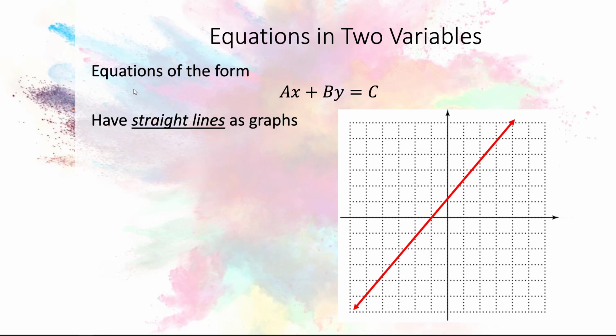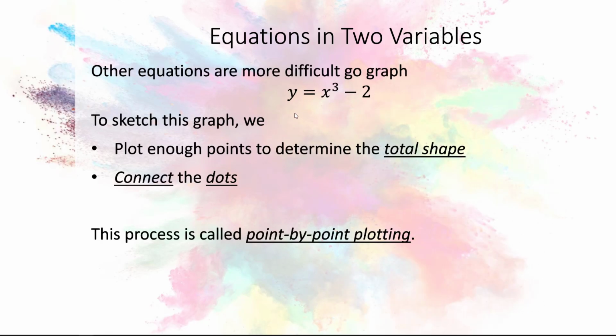Here is an equation in two variables. Now here the two variables are x and y, and if the equation has the form ax plus by is equal to c, then as we know it has a straight line as a graph. However, if it is not a linear equation and it has certain powers here, then these equations are more difficult to graph because they have a shape other than a straight line. So how do you plot them, or how do you sketch the graph? Well, you plot enough points to determine the total shape, and then you connect the dots. And we call this process point-by-point plotting.